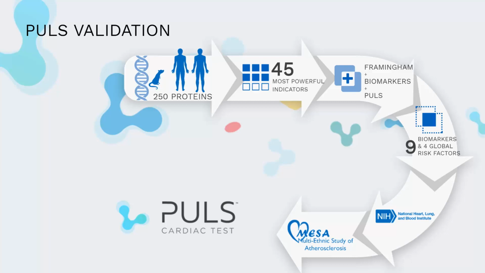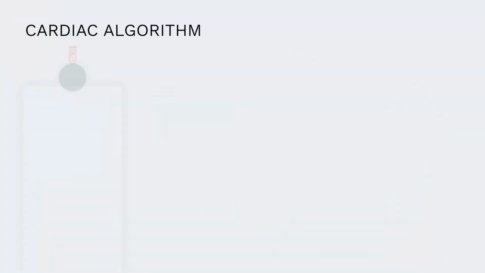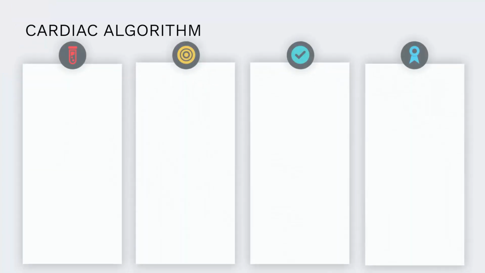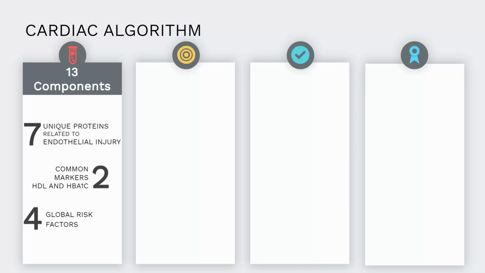We started exploring its use. It had a very high clinical net reclassification index of 43%. The PULS cardiac test is a serum blood test that has 13 components: 7 unique proteins related to endothelial injury, 2 proteins from an auto-channel instrument, and 4 global risk factors, which are age, sex, diabetic status, and family history.